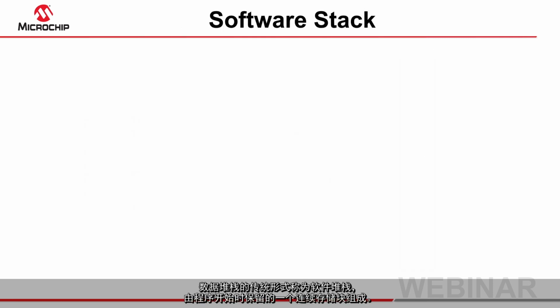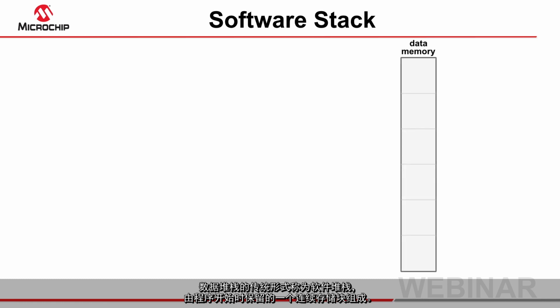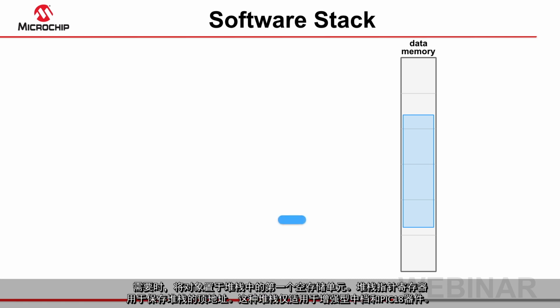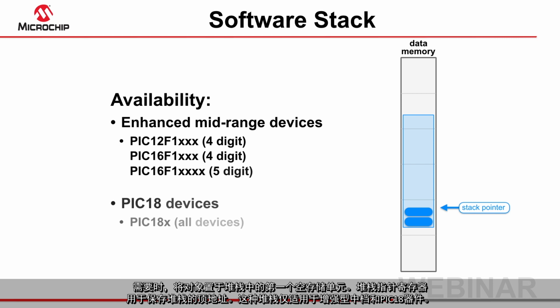The conventional form of data stack, called a software stack, consists of a contiguous block of memory that is reserved when the program begins. When required, objects are placed on the stack at the first empty location. A register called the stack pointer is used to hold the stack's topmost address. Such a stack is only available when using enhanced mid-range or PIC18 devices.